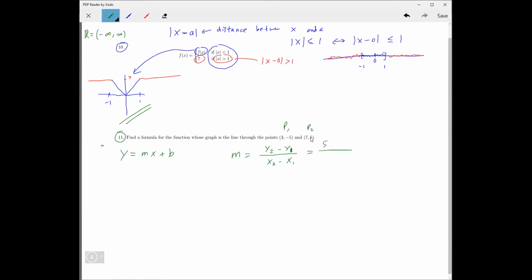So this is y2, this is x2, this is x1, y1. So 5 minus -5, so this one minus that one, over 7 minus 3. That turns out to be 10 over 4, which is 5/2. So that gives us 5/2 x plus b.